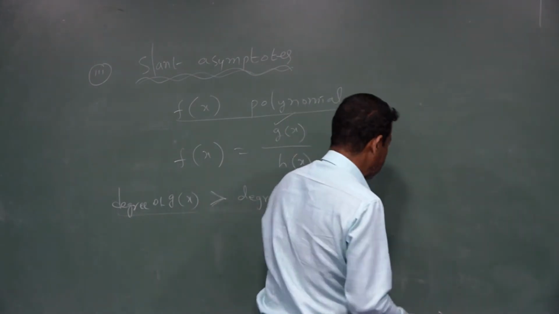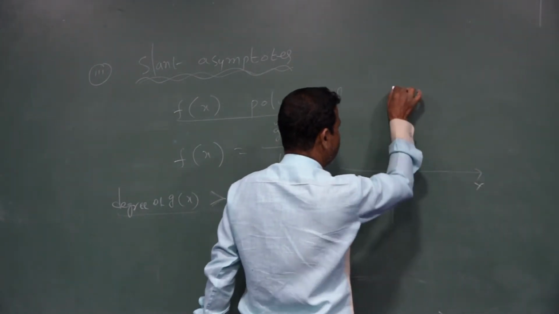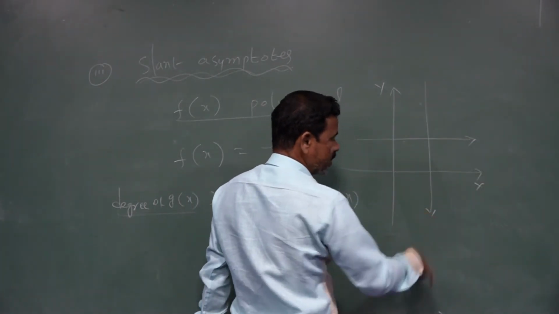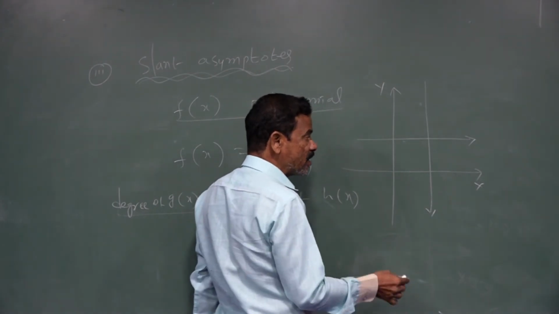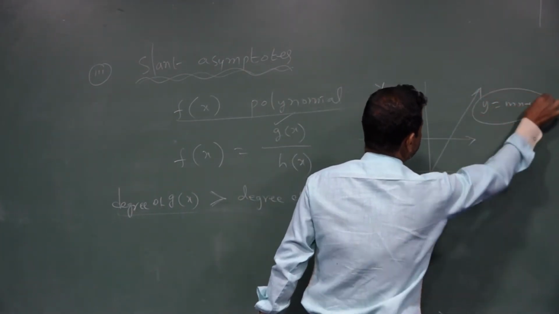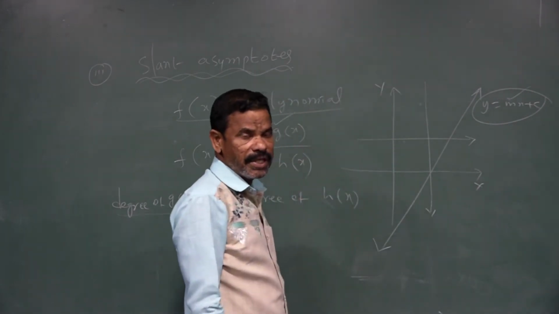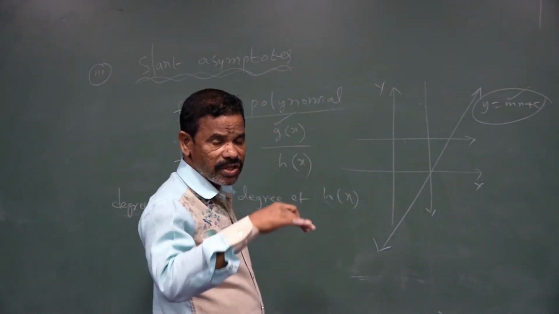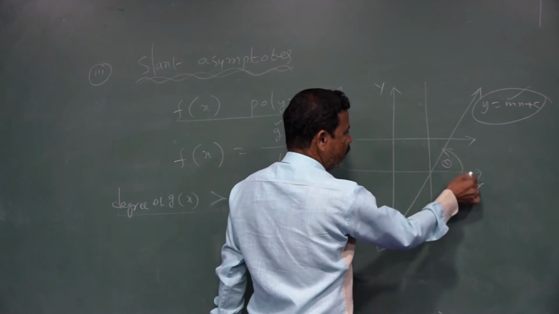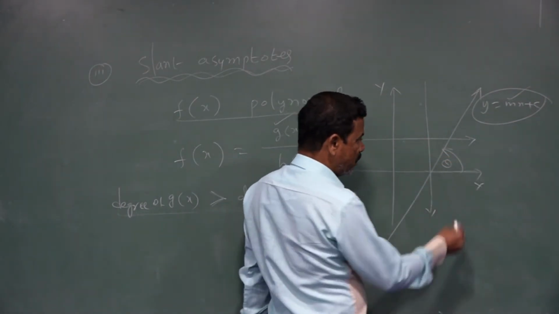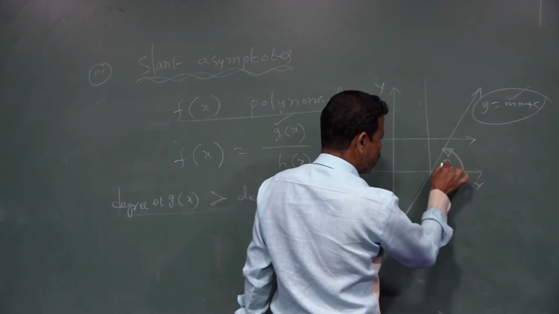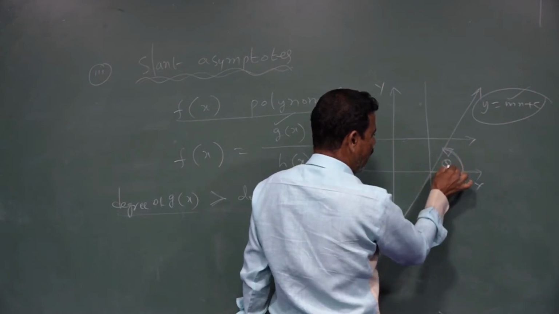Slant meaning with respect to the x-axis and y-axis, this is the horizontal asymptote. This is the vertical asymptote. So what the slant asymptote means is like this. This type is y is equal to mx plus c type. So m is the slope. M is tan theta. Theta is the inclination of the line. This is theta, making some angle with respect to the x-axis. This is the positive x-axis. This theta is called the inclination of the line. Tan theta is the slope.